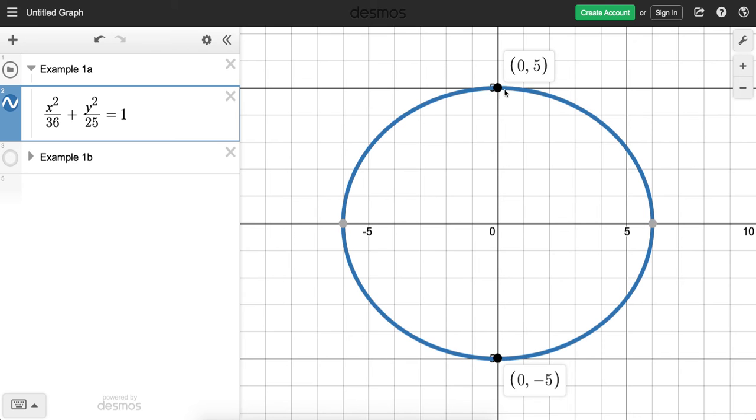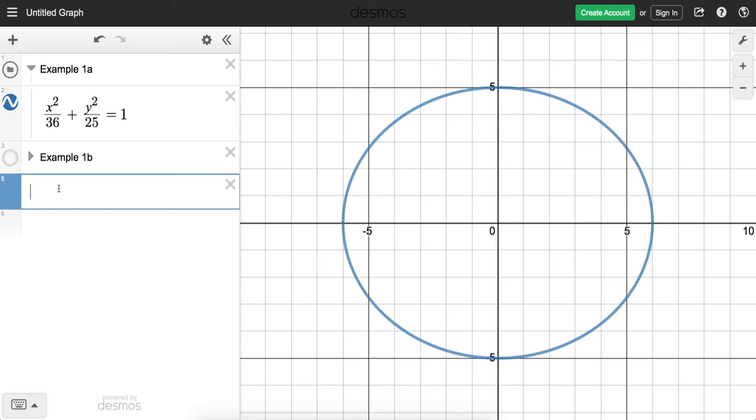If we look at the midpoint of the vertices, or the midpoint of the co-vertices, either interpretation, that is going to be the center. Also the midpoint of the foci as well, but since we don't have those yet, it's really not going to do us any good. So our center is at 0, 0. So it's at the origin.